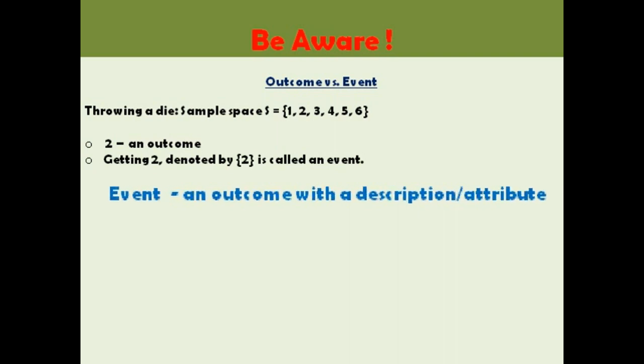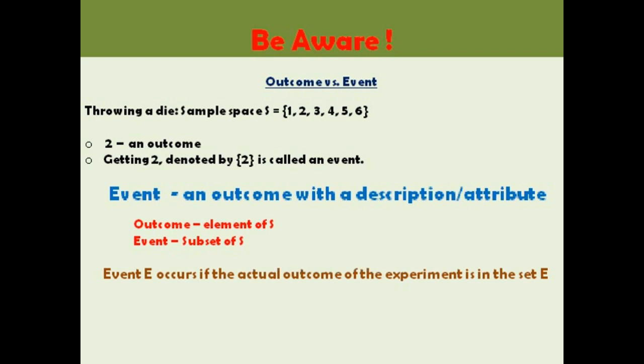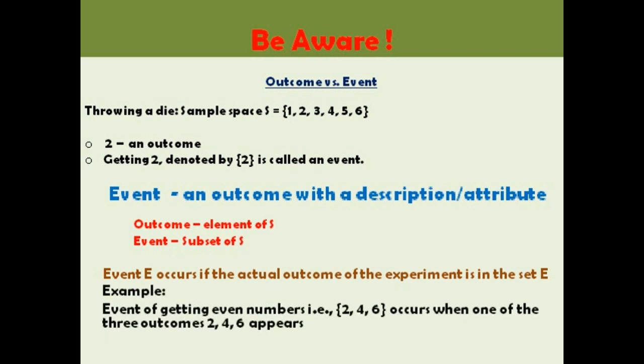So an event is an outcome with a description or attribute. Therefore, elements of an event set are also some of the outcomes of the random experiment. Remember, an outcome is an element of the sample space. An event is a subset of a sample space. Event E occurs if the actual outcome of the experiment is in the set E. The event of getting an even number, that is the set containing 2, 4, 6, occurs when one of the 3 outcomes 2, 4, 6 appears.